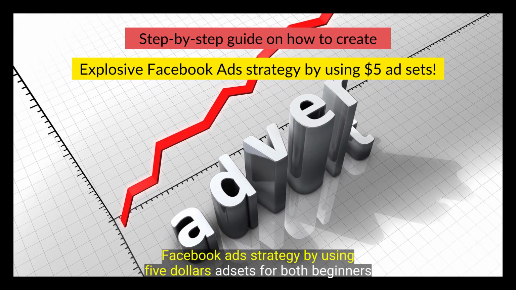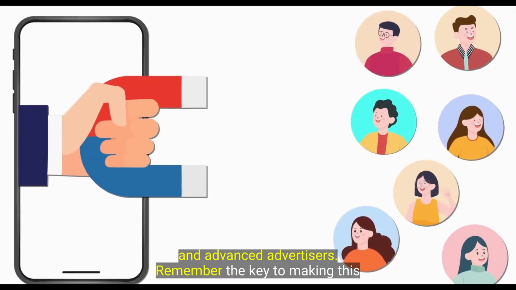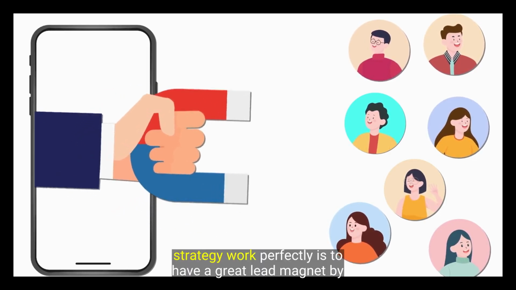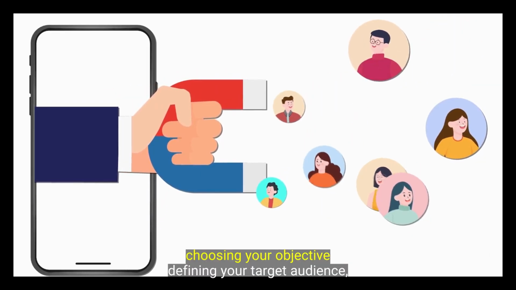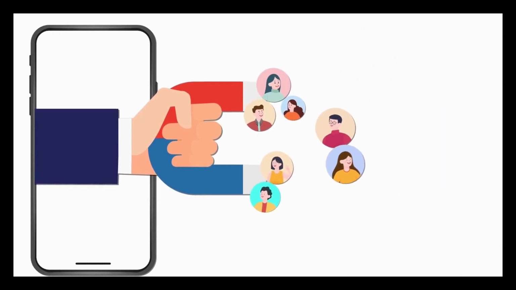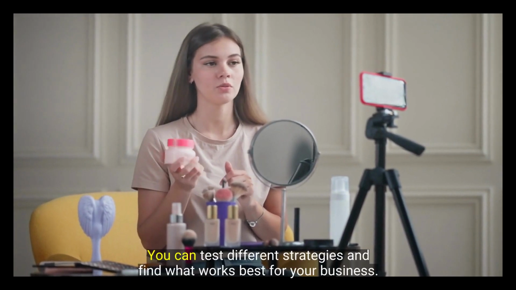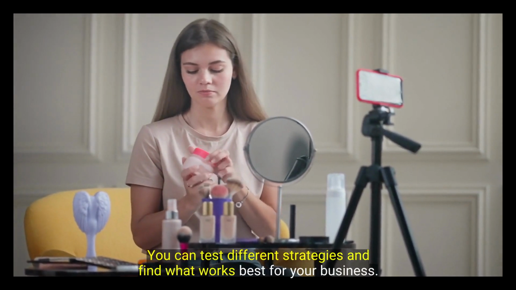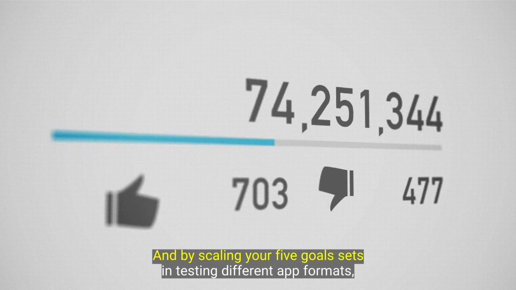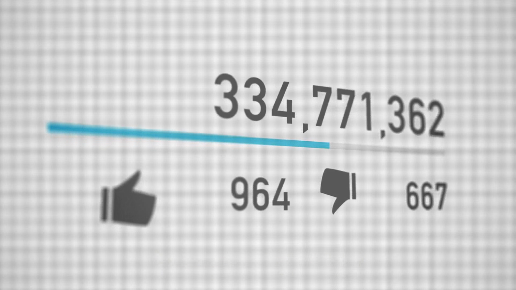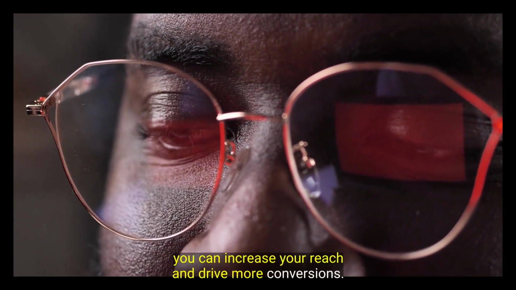There you have it, a step-by-step guide on how to create an explosive Facebook ad strategy by using $5 ad sets for both beginners and advanced advertisers. Remember, the key to making this strategy work perfectly is to have a great lead magnet. By choosing your objective, defining your target audience, creating your ad creative, and setting your budget and duration, you can test different strategies and find what works best for your business. And by scaling your $5 ad sets and testing different ad formats, targeting options, and ad creative, you can increase your reach and drive more conversions.